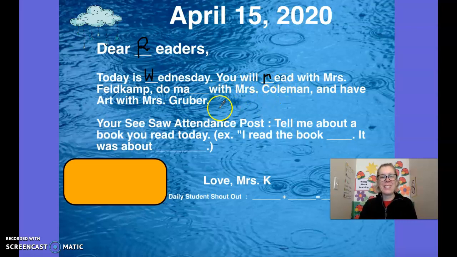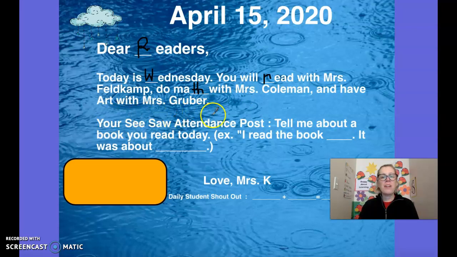That's not something. Let's think about something that you might do with Mrs. Coleman that you did on Monday. How about math? Stick out that tongue. Listen, math. You're right. It's a T and an H. You will do math with Mrs. Coleman and have art with Mrs. Gruber. So today, be looking for a post from Mrs. Gruber with a fun art activity.